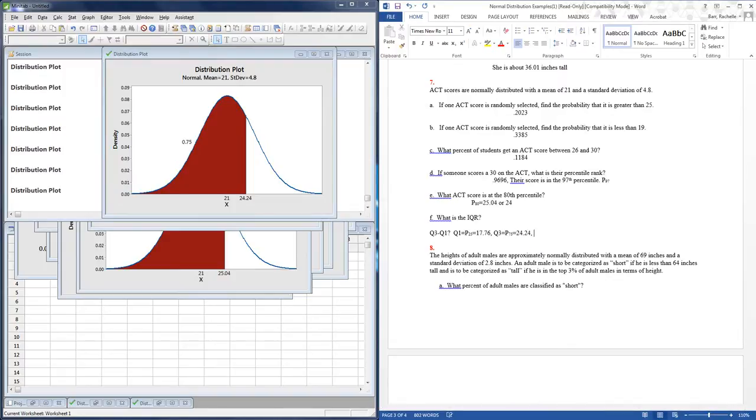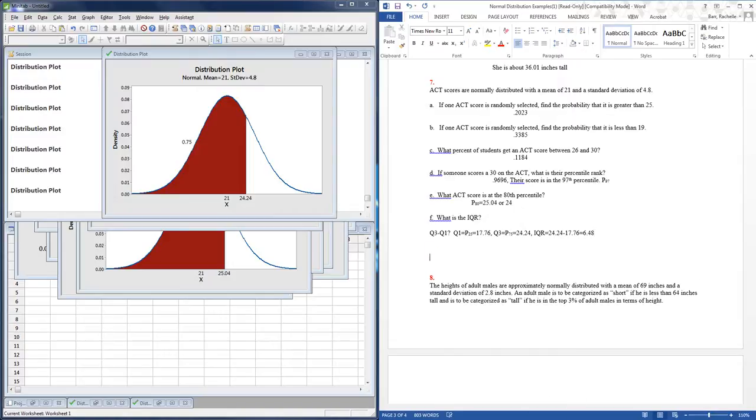24.24. So when we look at the IQR, that's going to be 24.24 minus 17.76, and you pull out your handy dandy handheld calculator and you subtract those two and you get 6.46. So that gives you the IQR of the normal distribution, because you can still do those calculations on the normal distribution. You can do them on any distribution, really. Fun times.